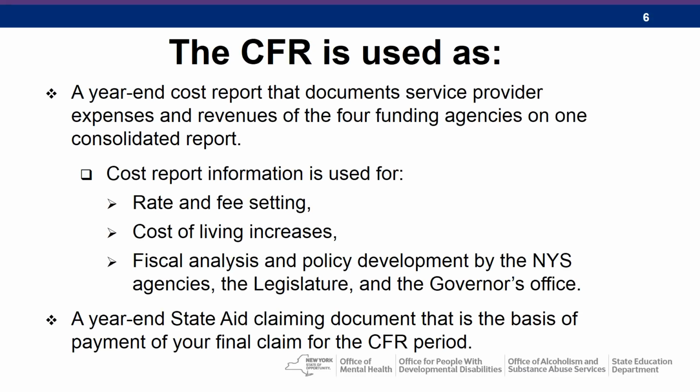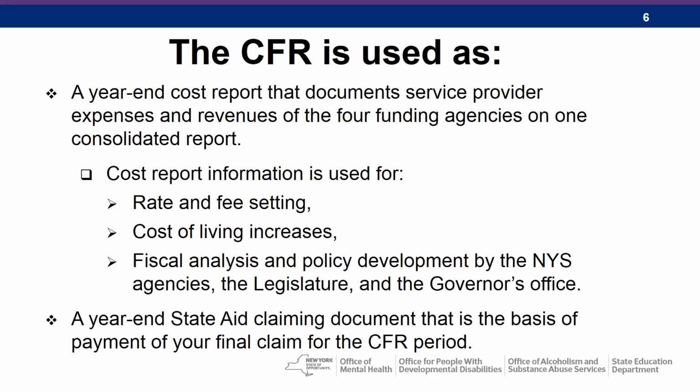The CFR is used as a year-end cost report that documents service provider expenses and revenues of the 4 funding agencies on one consolidated report. The cost report information is used for rate and fee setting, cost of living increases, and fiscal analysis and policy development by the New York State agencies, the legislature, and the governor's office. It is also a year-end state aid claiming document that is the basis of payment for your final claim for the CFR period.